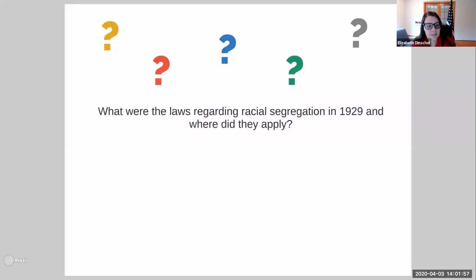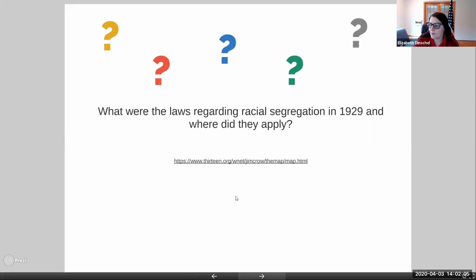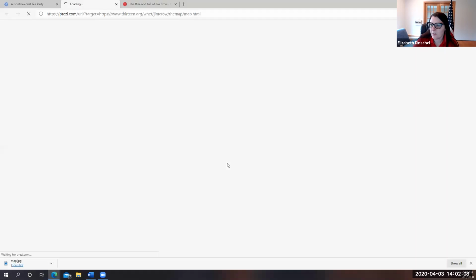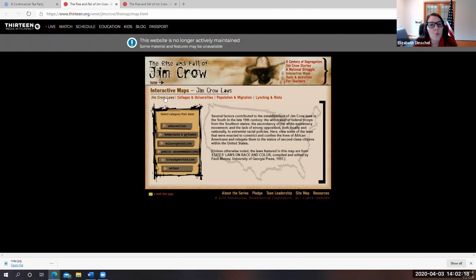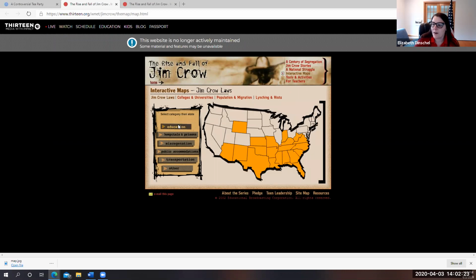Mostly in the South, separation of white and Black people, Jim Crow laws, someone's saying. Yes, all very good. So I want to select this website for just a second. It's called The Rise and Fall of Jim Crow, and it's from PBS, and it gives us some really great interactive maps that show us where segregation was across the country. So this is where education was segregated. And you can see it kind of follows along what we would call the Mason-Dixon line, which separated the North and the South during the Civil War.